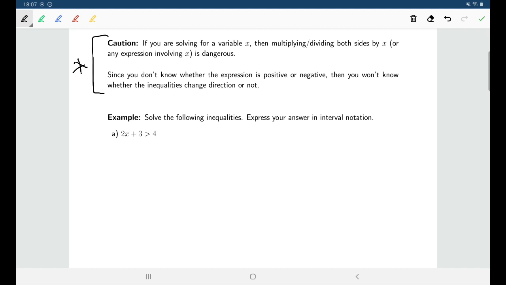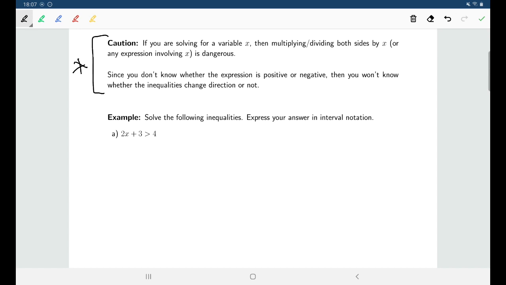So the big caution here is we really should never be multiplying or dividing inequalities by things involving variables unless we happen to know that the variable is positive or unless we happen to know that the variable is negative. But if we're thinking about trying to solve for a variable with an inequality, multiplying or dividing by things involving that variable is a terrible idea. We should avoid that as best as we can. There's always a better way to work around it.